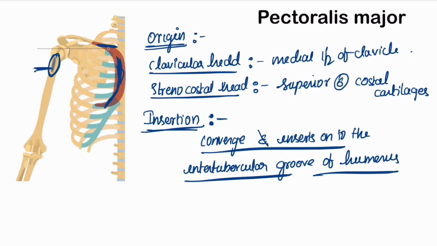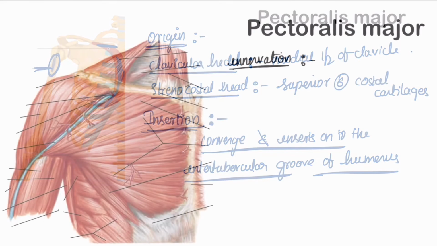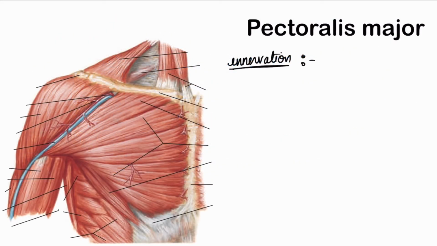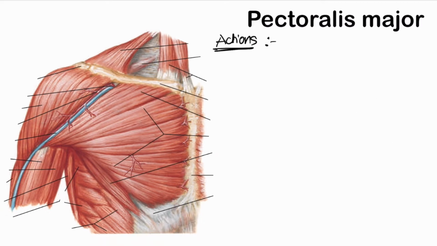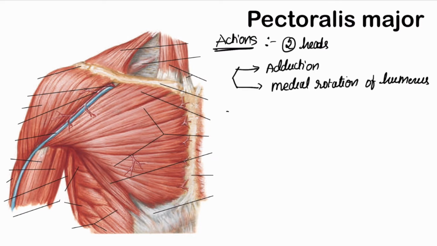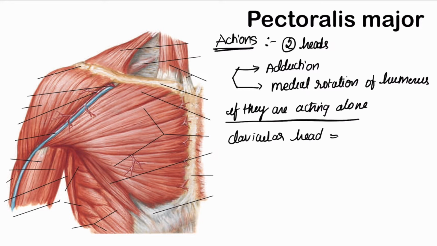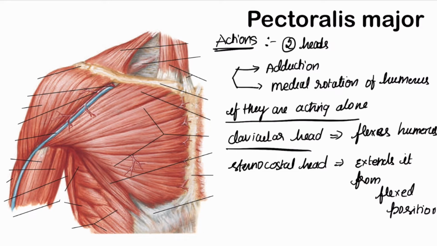Now let us look at their function and innervation. First, the innervation. It is innervated by two nerves. They are the lateral pectoral nerve and the medial pectoral nerve. Now let us look at the actions. If both the heads simultaneously contract, then it performs adduction and medial rotation of the humerus. If they act alone, then the clavicular head flexes the humerus. If the sternocostal head acts alone, then it extends the humerus from the flexed position.